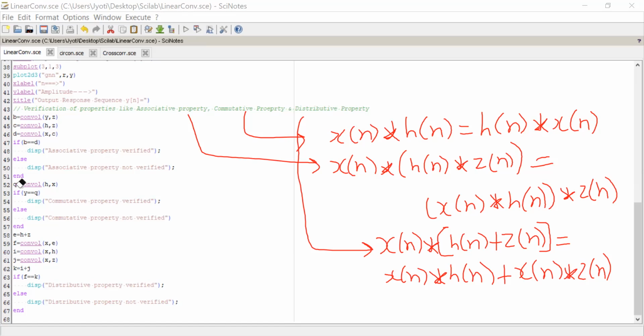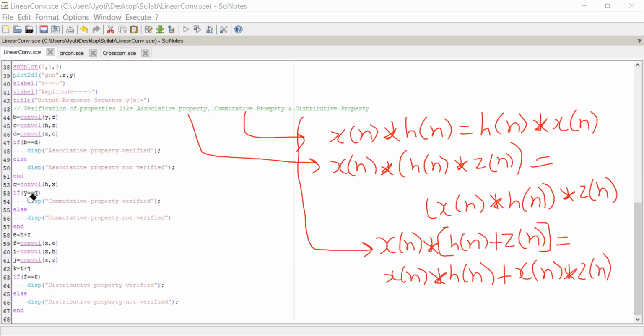Next, the commutative property. Again I have taken a different variable, q is equal to the convolution of h and x, because in the commutative property, x of n convolved with h of n you have already done previously. What you have to do is the convolution of h of n with x of n. Therefore here q is equal to the convolution of h with x. Then I have compared y with q. Y is nothing but the convolution of x with h. Then q is the convolution of h with x.